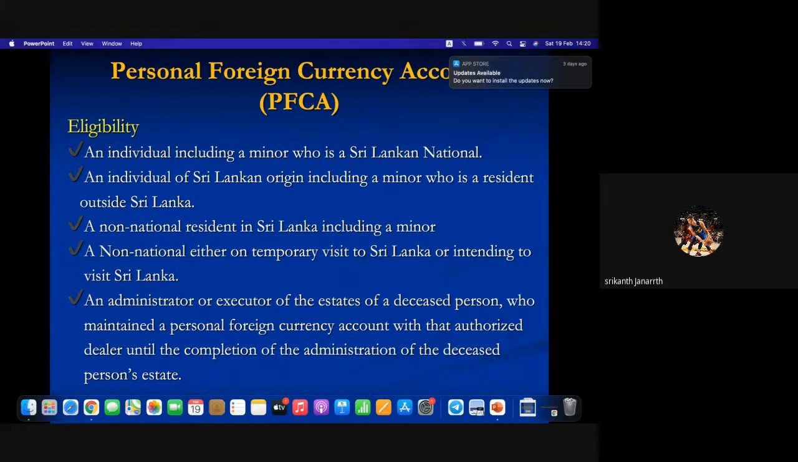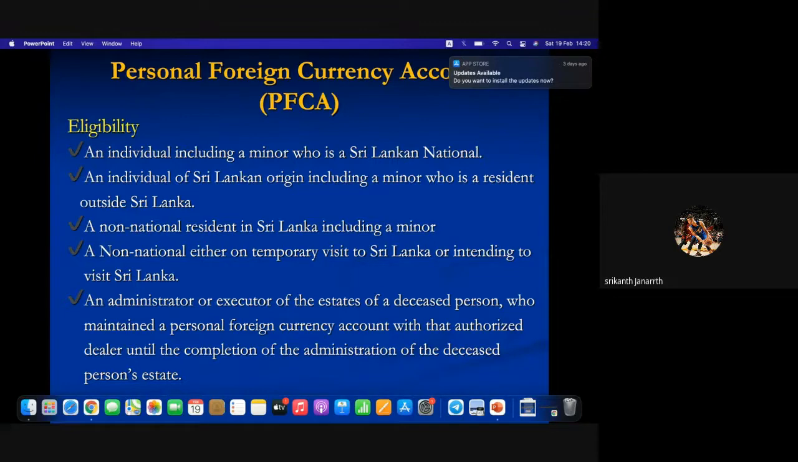Look at the second one: an individual of Sri Lankan origin, including a minor, who is a resident outside Sri Lanka. As you know, when we look at residents, the central bank says to open a PFC account, you exclude them. But Sri Lankans who have migrated to another country are individuals of Sri Lankan origin, including their children. Now they are resident outside Sri Lanka. So those people can open a PFC account, right?